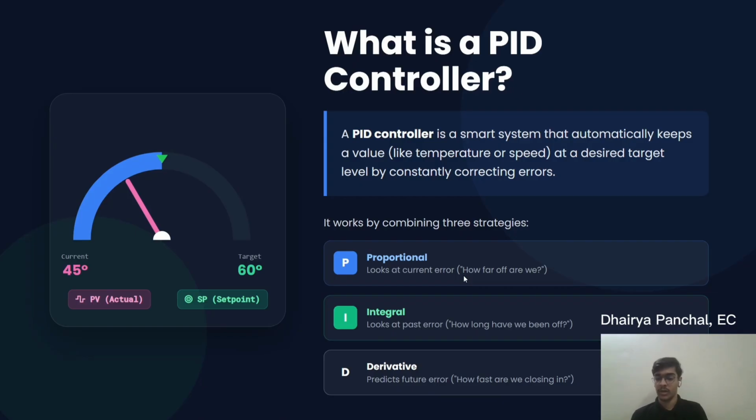Then the derivative controller predicts the future, right? As we know the term derivative, it is the rate of change of something with respect to something. A best example is acceleration. Acceleration is the rate of change of velocity with respect to time, that is del v by del t. That is what derivative means, the rate of change of something with respect to something. So we are calculating the slope.